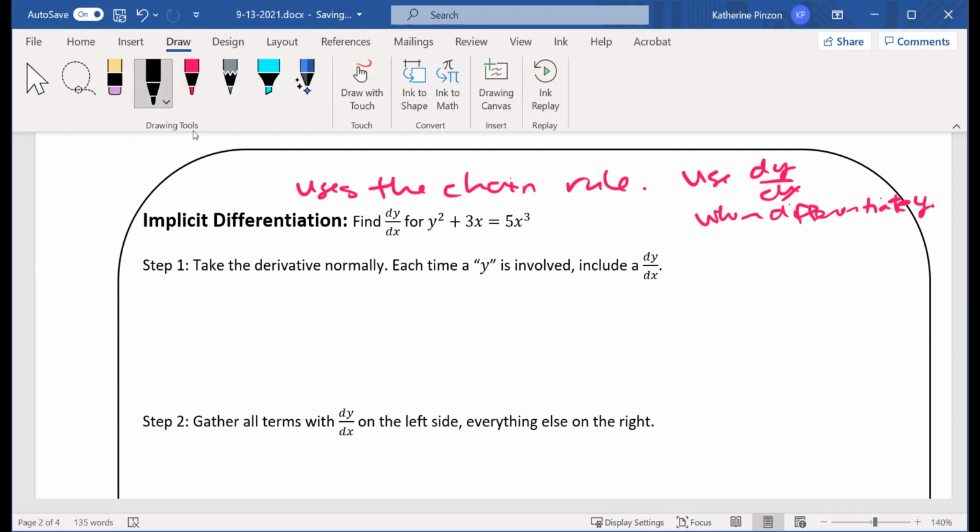So here it says step 1, take the derivative normally. Each time a y is involved, include a dy dx. So what's the derivative of y squared? 2y, and then I'm going to put that dy dx there. I'm going to keep it in a different color right now, but eventually I won't do that anymore. Plus, what's the derivative of 3x? 3. Equals the derivative of 5x cubed? 15x squared. Okay, so I took the derivative normally. Anytime I take the derivative of something with a y in it, I put that dy dx at the end, because the chain rule says the derivative of the inside, the derivative of the y part, is dy dx.